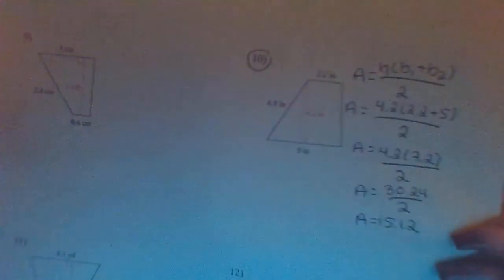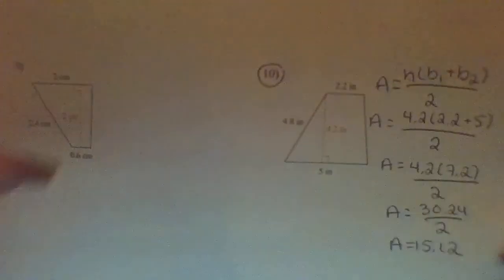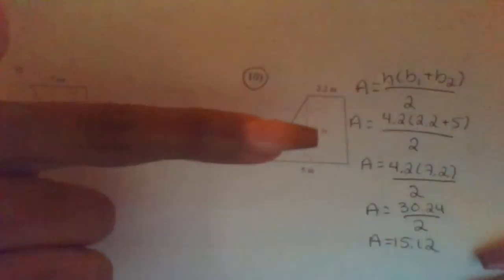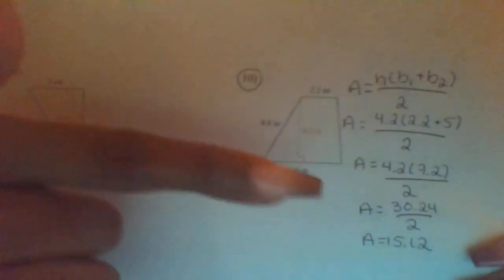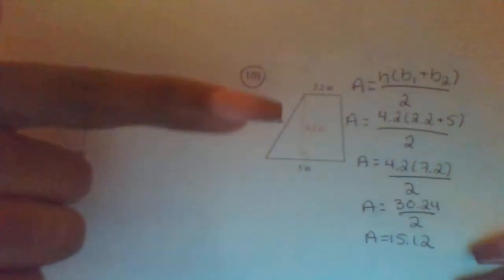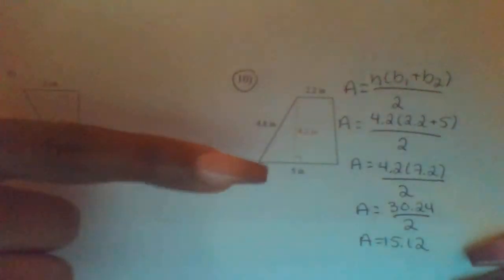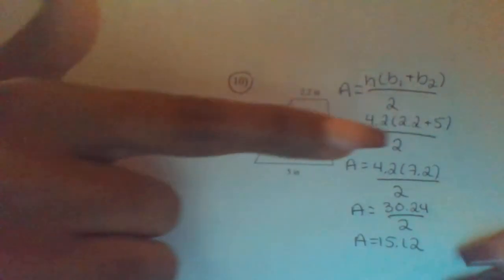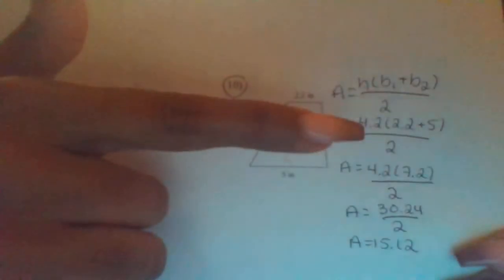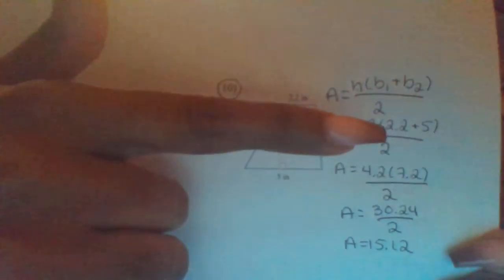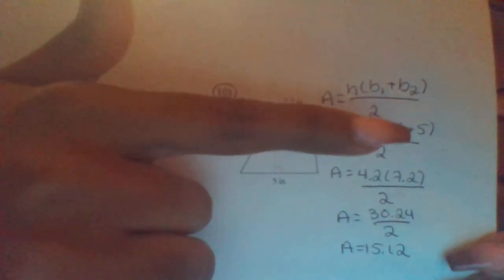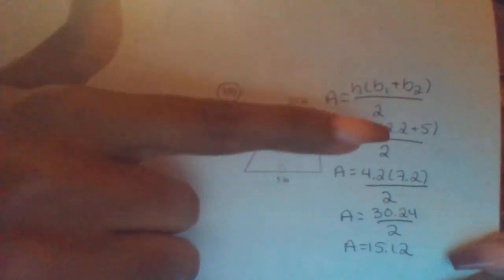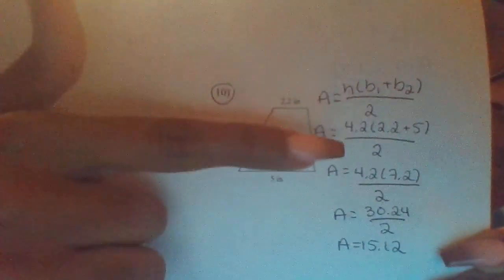Again, our height is perpendicular to both bases. So in this particular problem, our height is going to be 4.2, because this line is perpendicular to this base and this base. And as I just said, these are your two bases, the 5 and the 2.2. Those go in for B1 and B2 in the formula. So we have the height, 4.2, times base 1, 2.2, plus base 2, which happens to be 5. These could have been switched. Don't stress too much about that. You're just adding the two bases.